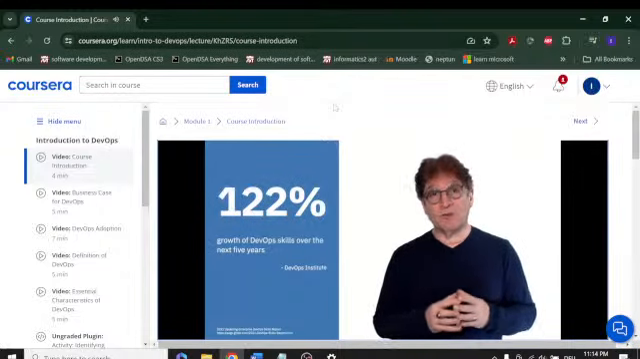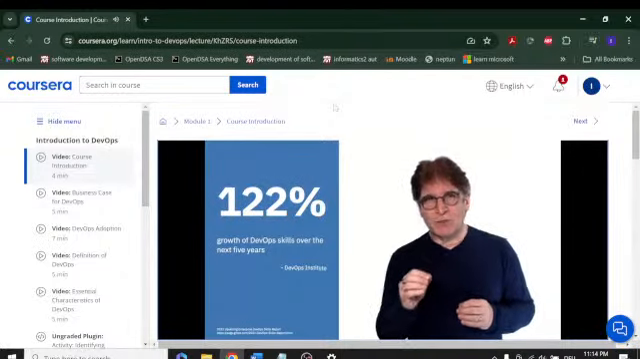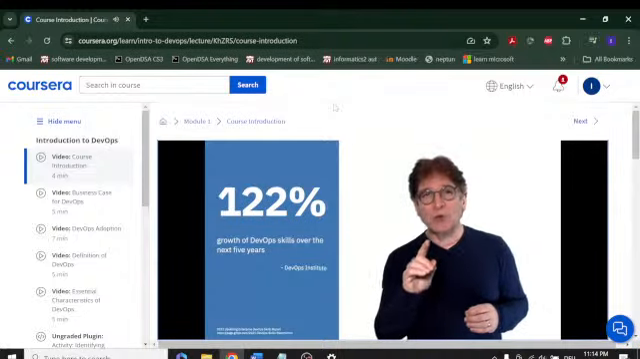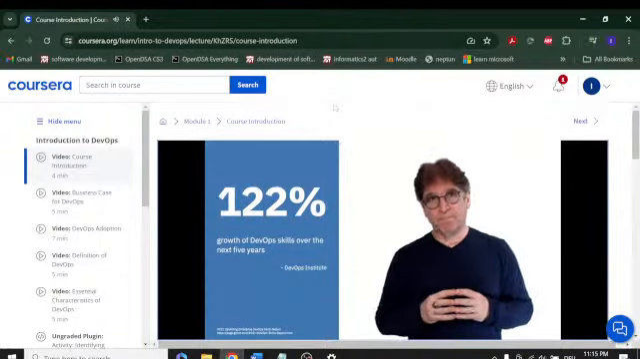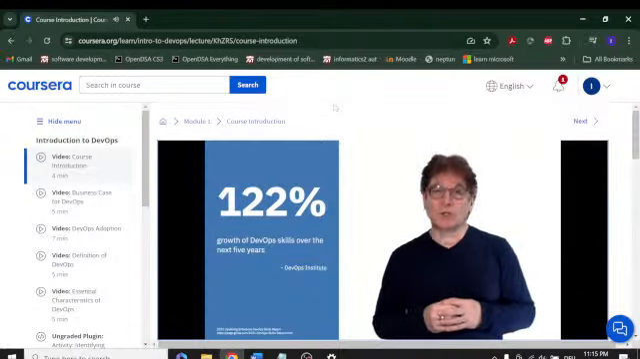According to a recent DevOps Institute report, demand for DevOps skills is expected to grow 122% over the next 5 years, making it one of the fastest growing skills in the workforce. Unfortunately, having skills alone won't ensure success.